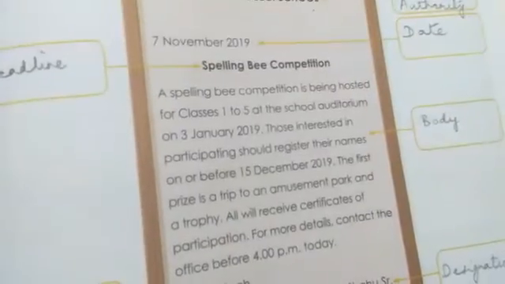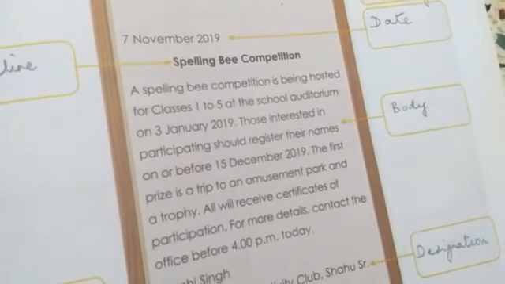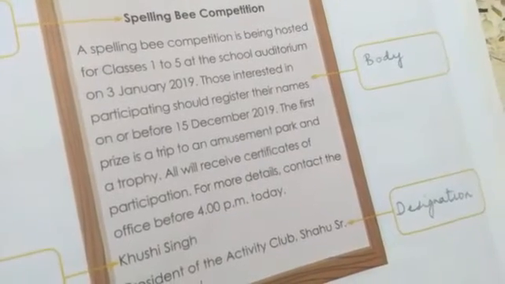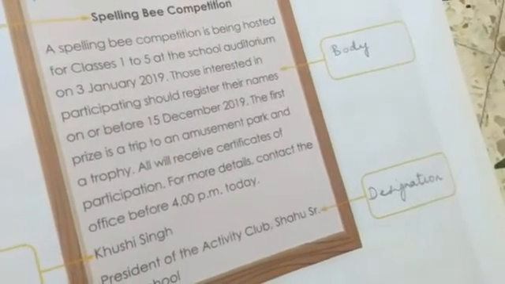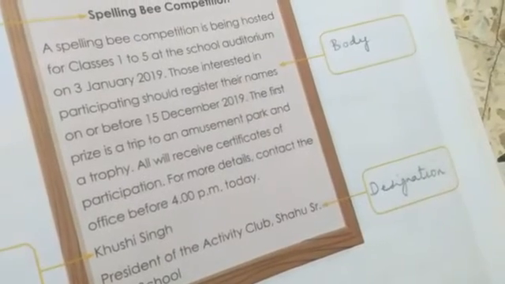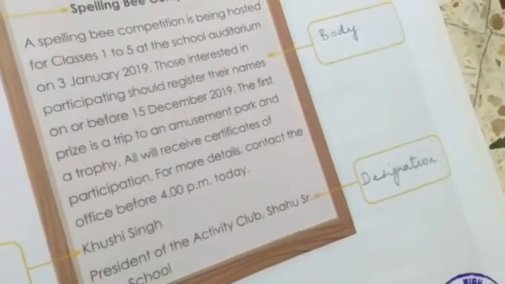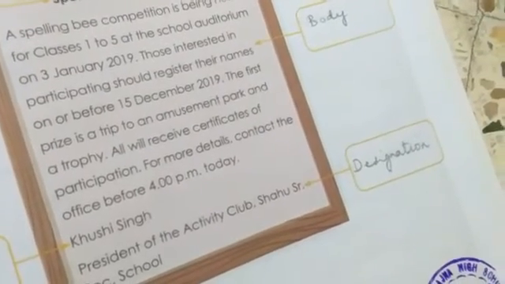A spelling bee competition is being hosted for class 1 to 5 at the school auditorium on 3rd January 2019. Those interested in participating should register their names on or before 15th December 2019. The first prize is a trip to an amusement park and a trophy. All will receive certificates of participation. For more details, contact the office before 4 p.m. today. What is this, children? This is the body of the notice. So you write body here.